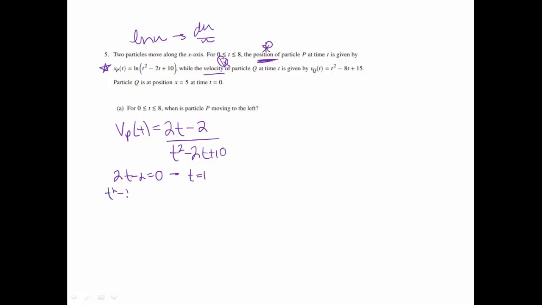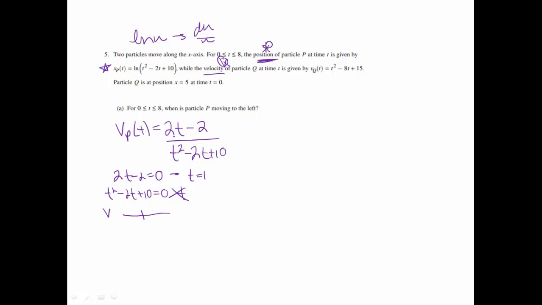If I set the denominator equal to 0, I try to factor it. It won't factor. If you use the quadratic formula, you're going to get a negative underneath the square root. So there are no values. This will never equal 0, because of the quadratic formula. So we don't have to worry about critical numbers in the denominator. So then from here, I'm going to make a velocity chart with 1 on it.